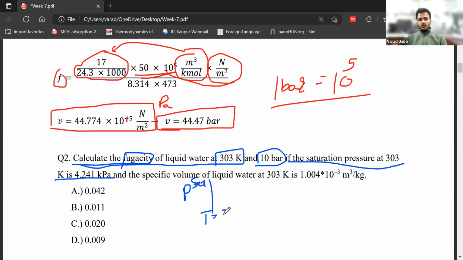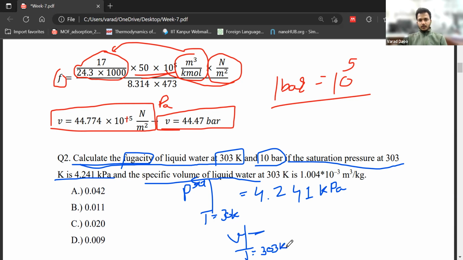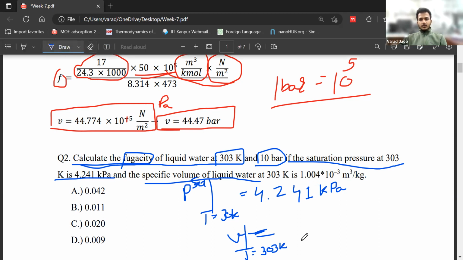at temperature equal to 303 Kelvin, which is nothing but 4.241 kPa, right? We are also given the specific volume of liquid water at temperature equal to 303 Kelvin, which is nothing but this value, 1.004 into 10 raised to power minus 3 meter cube per kg. And what we are asked to find is the fugacity of liquid.